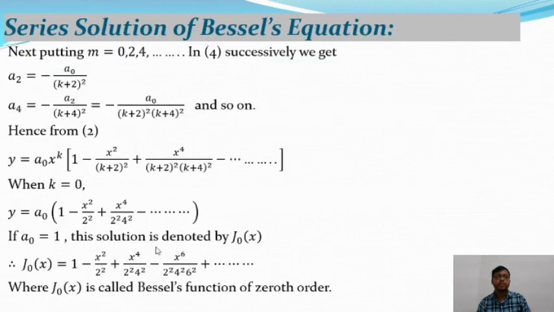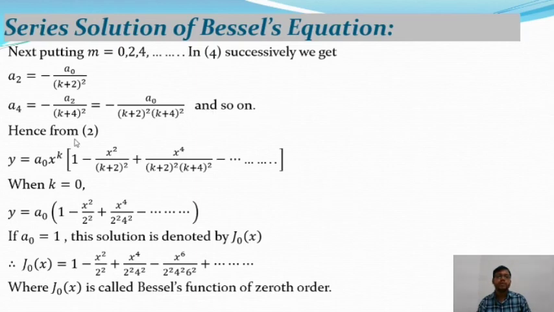And next we will put m is equal to 0, 2, 4, 6. Okay, that means m is an even number, that means 2, 4, 6, 8, 10, and up to infinity. In equation 4 successively we get a2 is equal to minus a0 by (k plus 2) whole square, a4 is equal to minus a2 by (k plus 4) whole square. Okay, that means when we put a2 is equal to this, we'll get minus a0 by (k plus 2) whole square into (k plus 4) whole square, and so on.